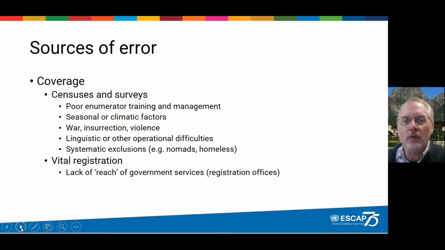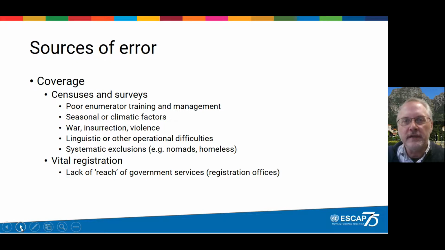There might be linguistic or other operational difficulties in actually, once having got there, to make the survey instrument accessible to people in certain parts of the country or certain regions. And then there are likely to be systematic exclusions, which affect the coverage of a population. For example, nomadic populations or the homeless might be systematically excluded if your design for how you are going to collect your data is based on residential addresses.